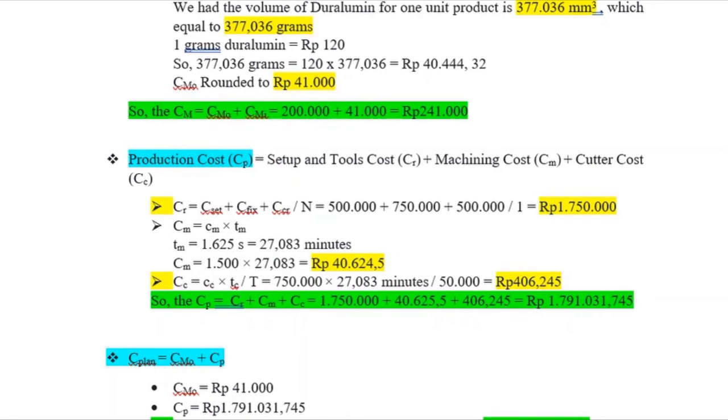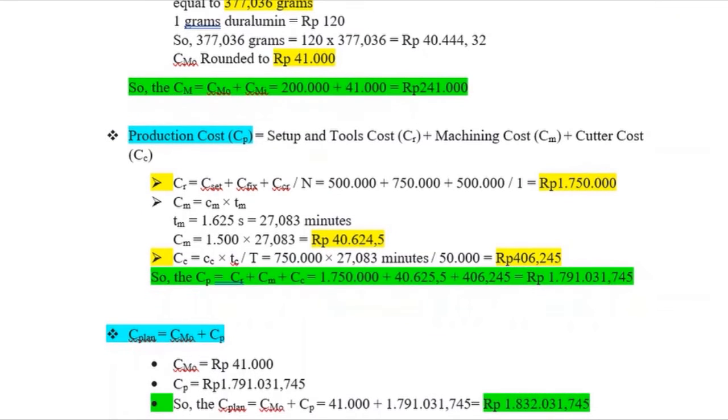So after the calculation, we got the raw material cost is 41,000. So the material cost will be 241,000.